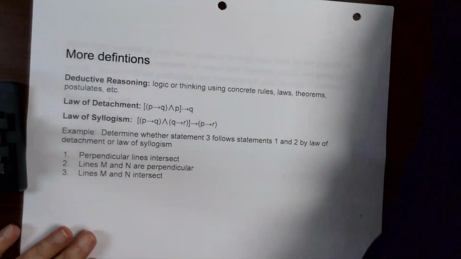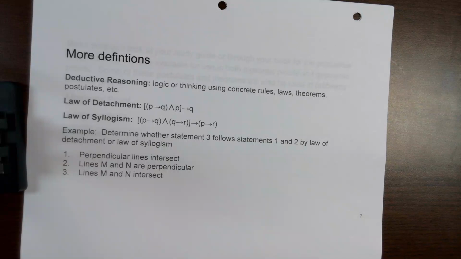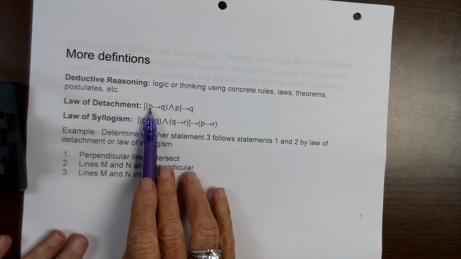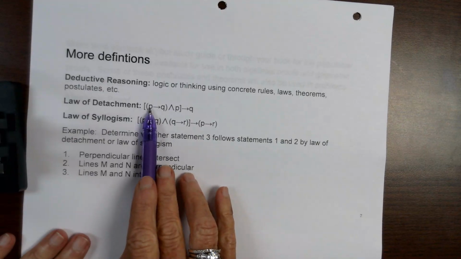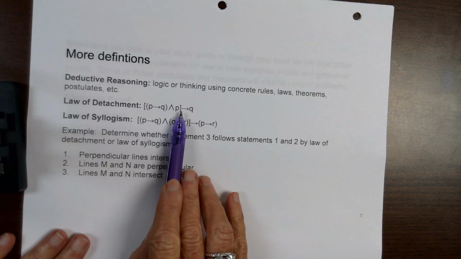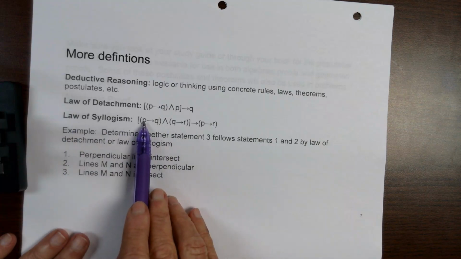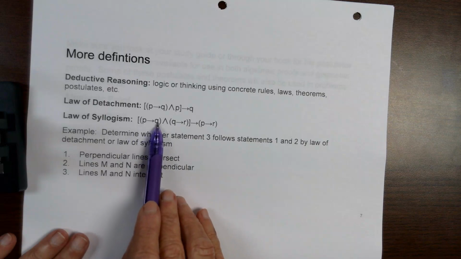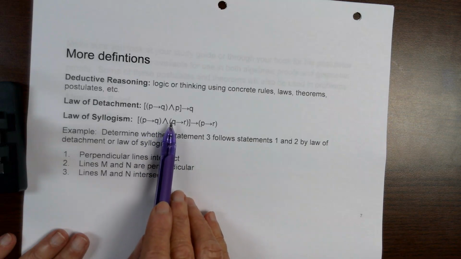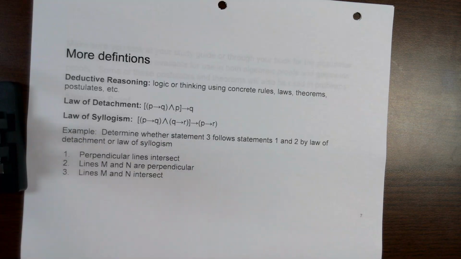All right, more definitions. Deductive reasoning is logic or thinking using concrete rules, laws, theorems, or postulates. We talked about two of them. Law of detachment says if I have a hypothesis and then a conclusion, and the hypothesis is true, then I can conclude the conclusion. The law of syllogism says if P then Q is true, and Q then R is true, then P then R is true based on law of syllogism.